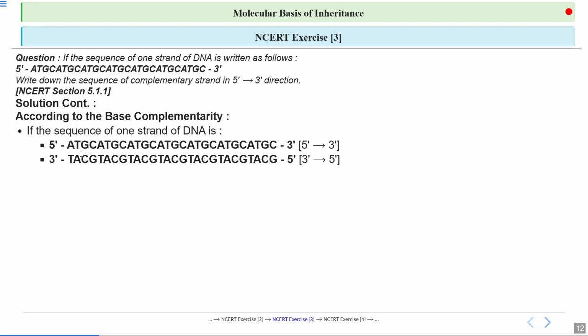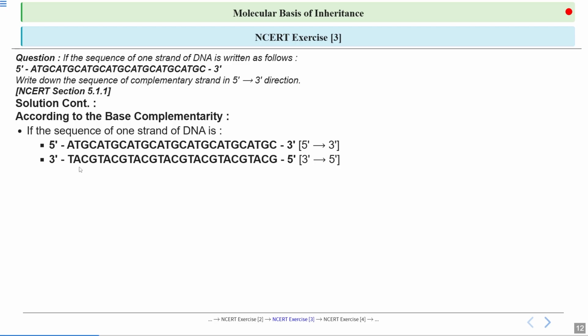And how will it complement? Adenine complements with thymine. T complements with A, G with C, C with G, A with T, T with A, G with C, C with G, A with T, and so on, following the same pattern, and last C with G. So this is the complementary strand of this given sequence.